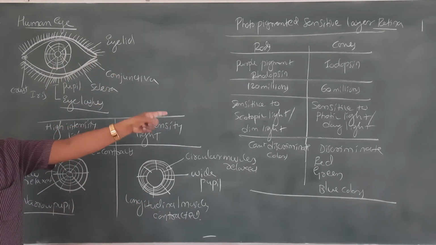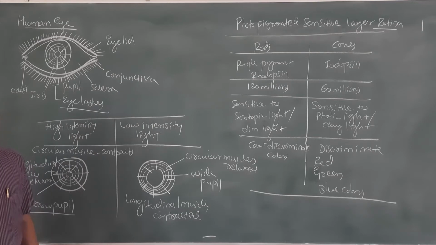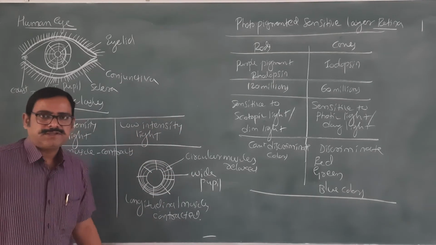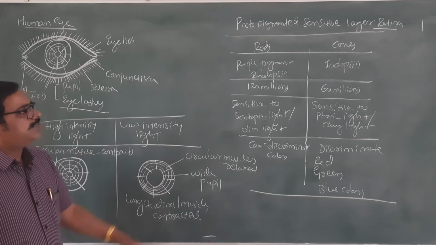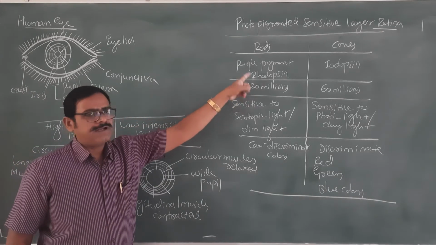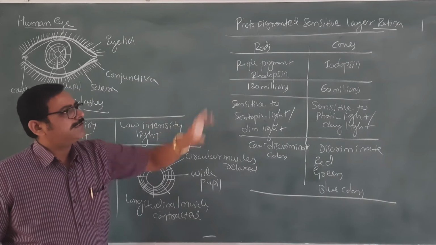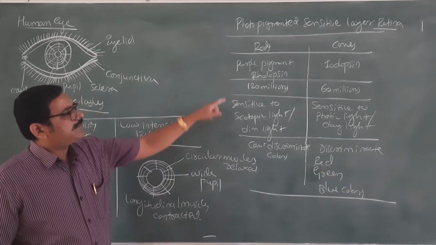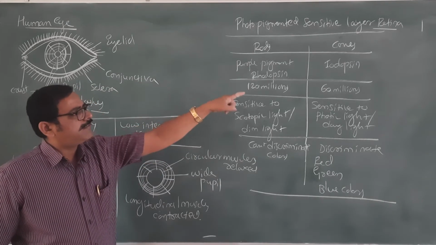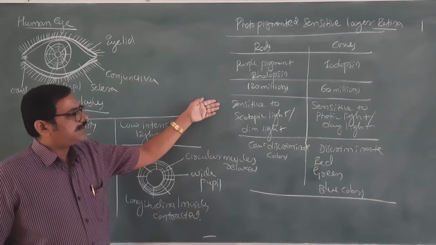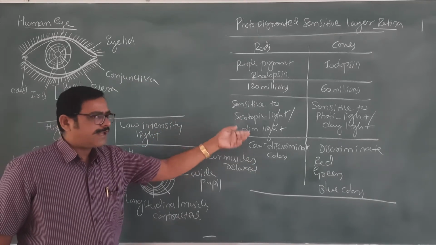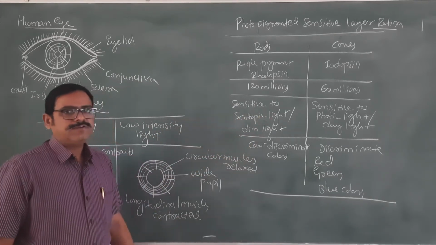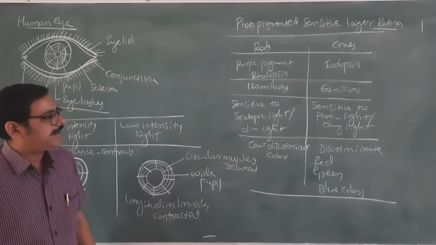And then the differences between rods and cones, the most important and essential cell types in the retina. Rods have the purple pigment rhodopsin, and cones have iodopsin. Rods are 120 million, cones are 60 million. Rods are sensitive to scotopic light or dim light, and cones are sensitive to photic light or bright light.